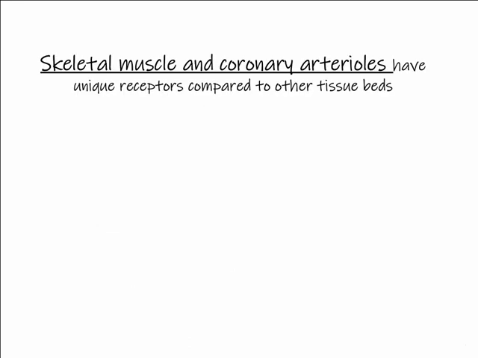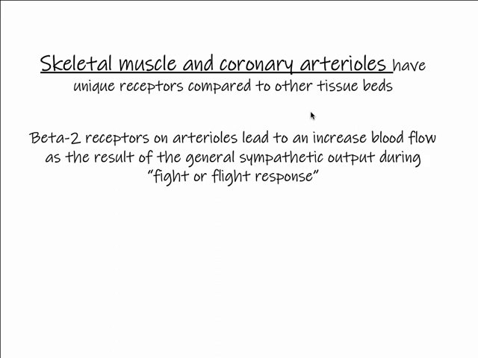Now at this time we're going to introduce a little variation of what we've just said previously. So I did make clear that our typical systemic arterioles have alpha receptors. There are two exceptions to that. And if I want to discuss that exception, I would specifically identify arterioles going to skeletal muscle or arterioles going to coronary arteries. So these have different receptors on them. These do not have alpha receptors. These have beta 2 receptors.